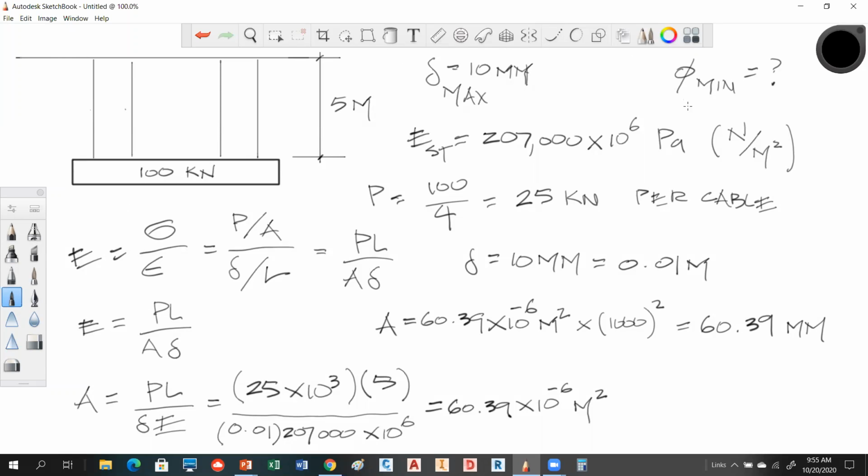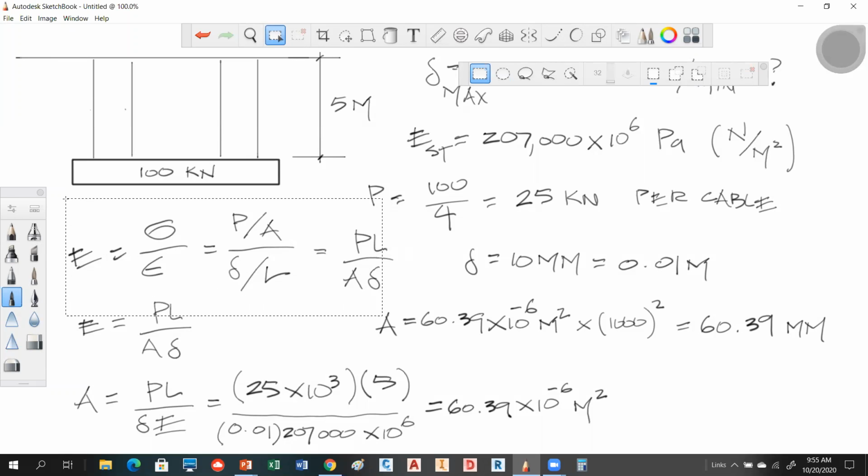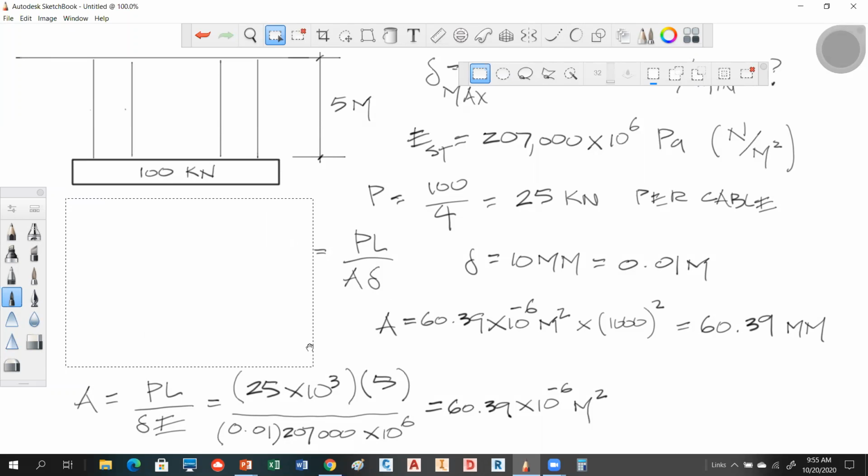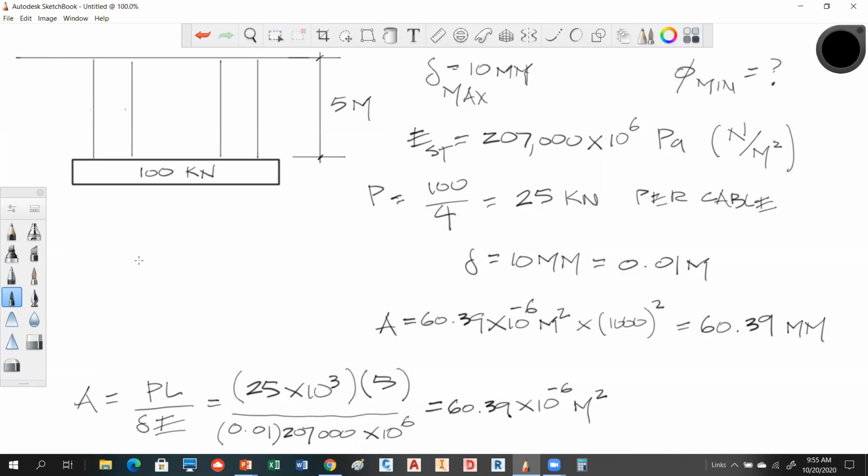Now what I want to do is ultimately solve its diameter. So let me do this over here. Let me erase this. Okay, so to calculate the area into diameter, we know that area is pi d squared over 4. But what we're actually after is d squared. So d squared is going to be equal to 4 times the area divided by pi. And if I take the square root of both sides, I end up with the square root of 4 times area divided by pi.